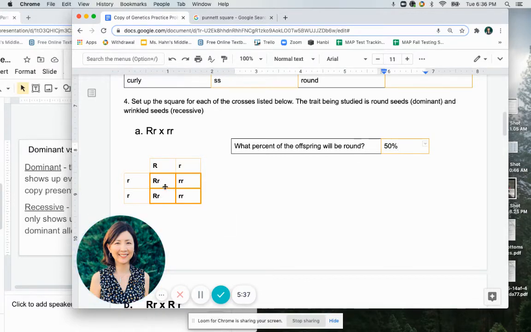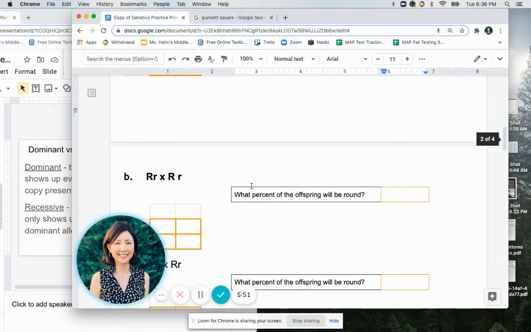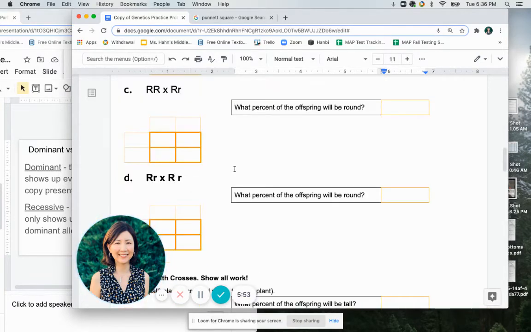Okay. If 3 of the squares had a big R in it, then we would say 75%. If only one of them, then we would say 25%. So each square represents 25%.